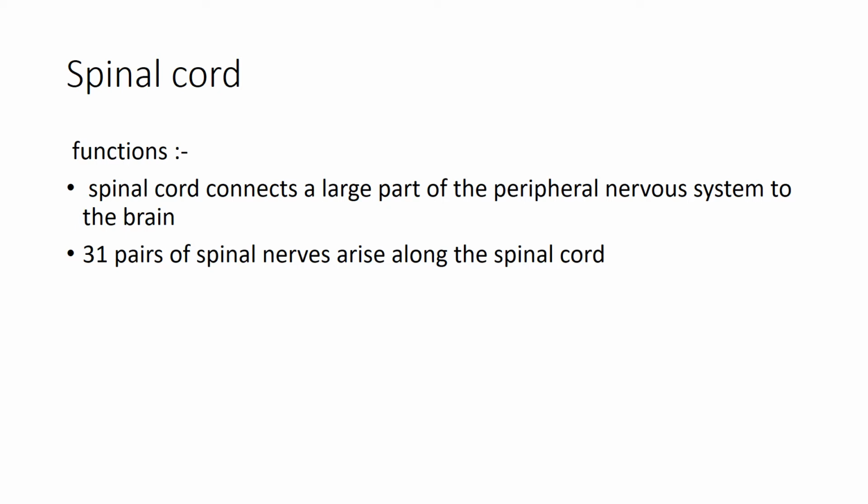So in one pair of spinal nerves, there are two nerves: the sensory nerve and the motor nerve. The sensory nerve sends sensory information from the body part to the brain, and the motor nerve sends the message from the brain to the body part. There are 31 pairs of these spinal nerves, which arise along the spinal cord. Spinal nerves means the nerves which come from the spinal cord. This is not exactly a function, but it is useful.